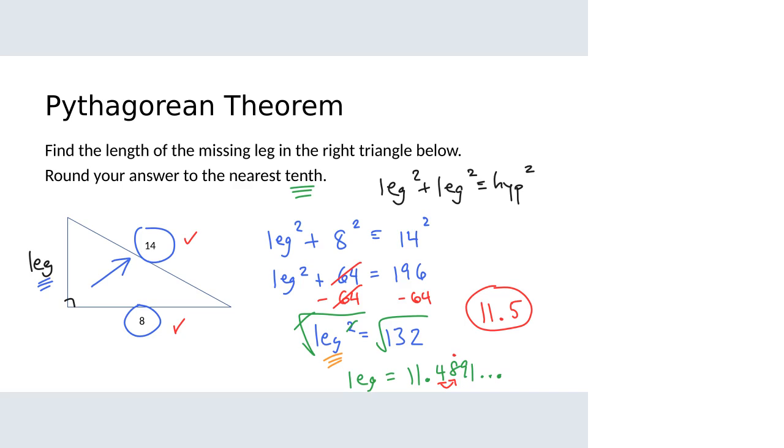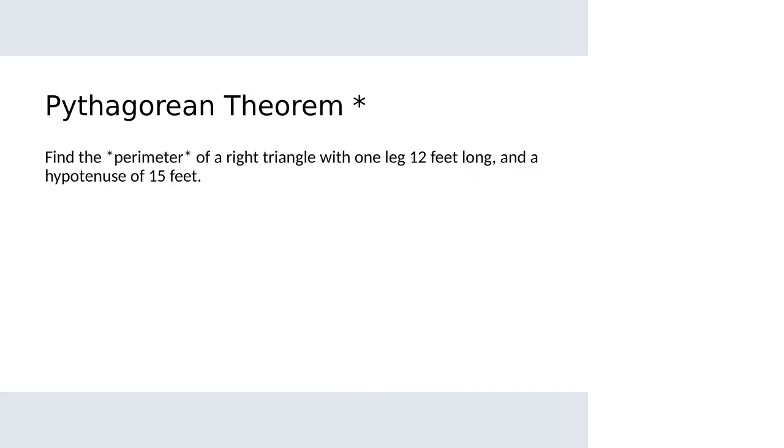All right, one more Pythagorean theorem question for you. I'll set up a poll for this one. Find the perimeter of a right triangle with one leg 12 feet long and a hypotenuse of 15 feet. So we've got a right triangle. We know one leg is 12 feet long. We know the hypotenuse is 15 feet.